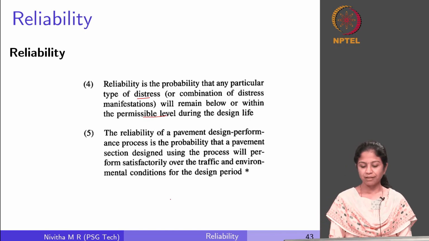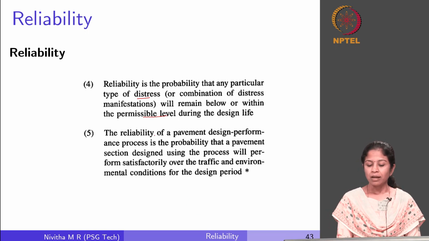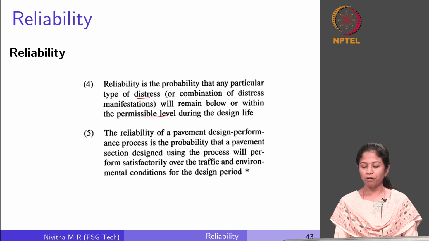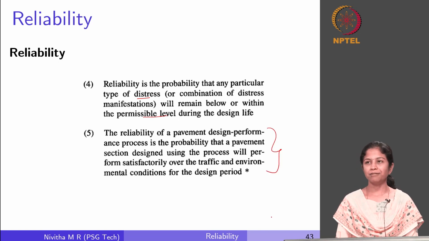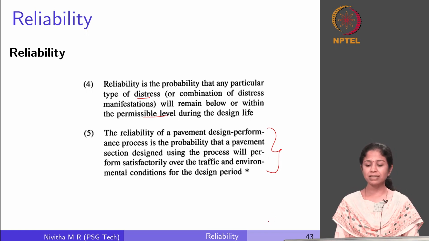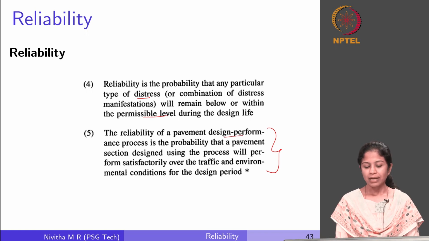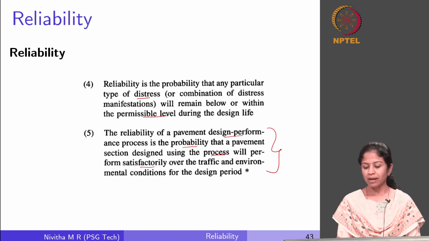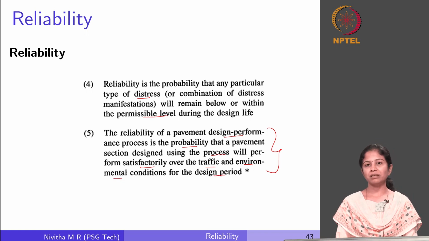life. And the final definition is the reliability of a pavement design performance process is the probability that a pavement section designed using the process will perform satisfactorily over traffic and environmental conditions for the design period. This is what we had seen initially in the first or second slide. So, this is a comprehensive definition which takes into account the performance, says that it is a probability, says it is designed using a process, satisfactory under these conditions for this period. So, it kind of encompasses all the factors.